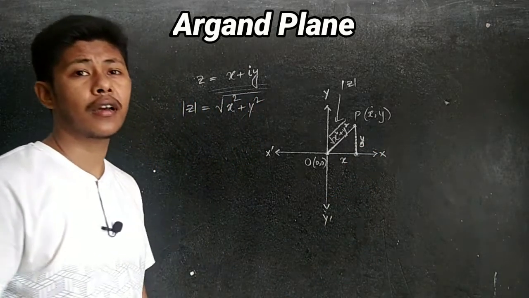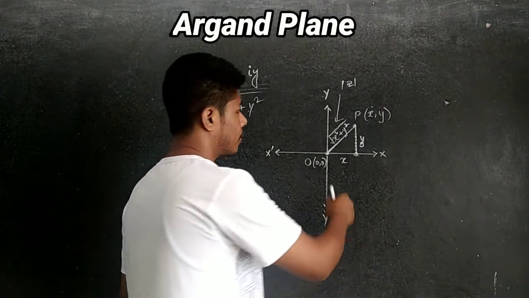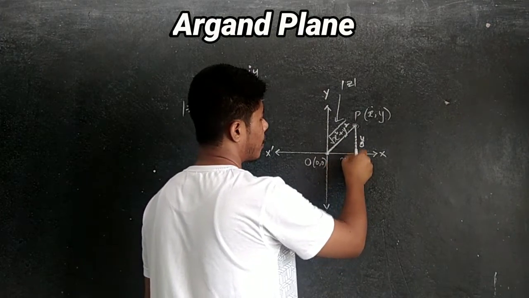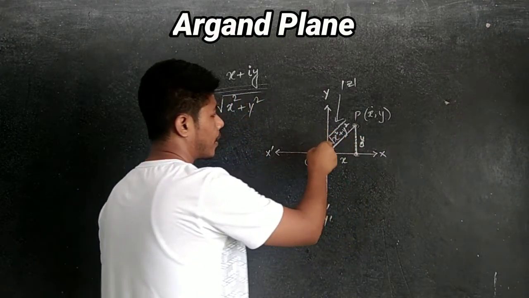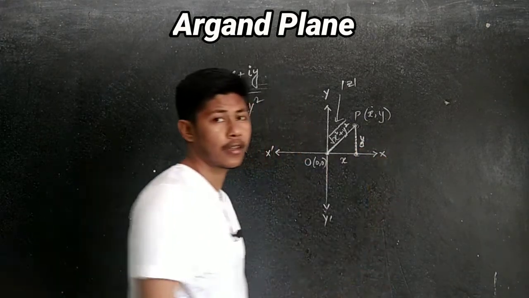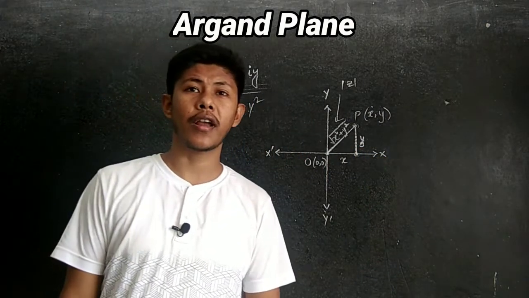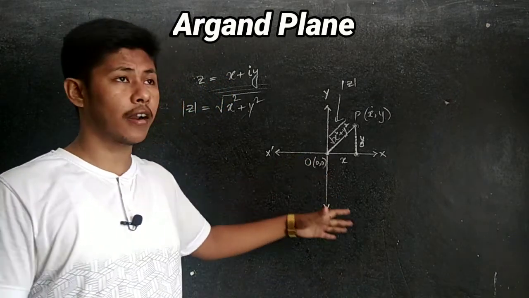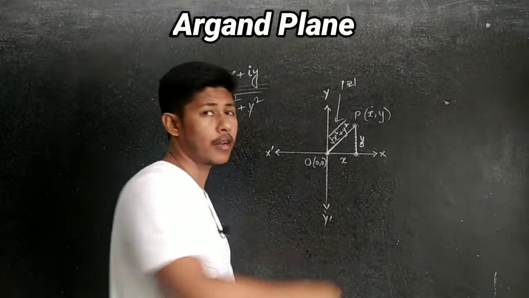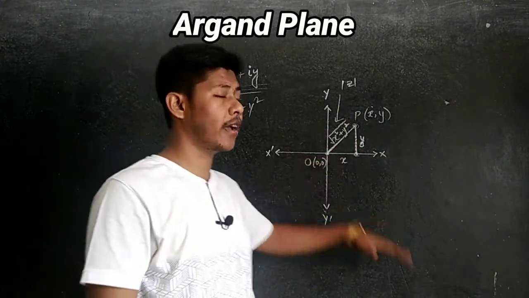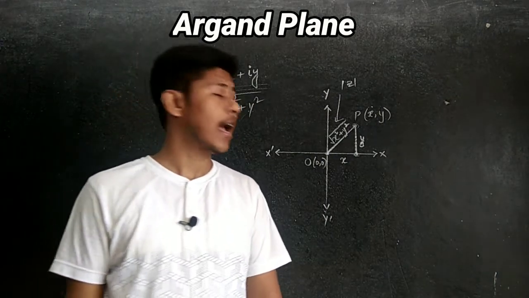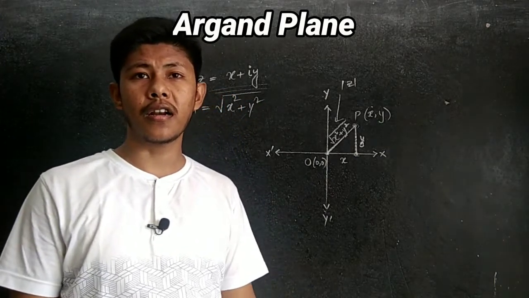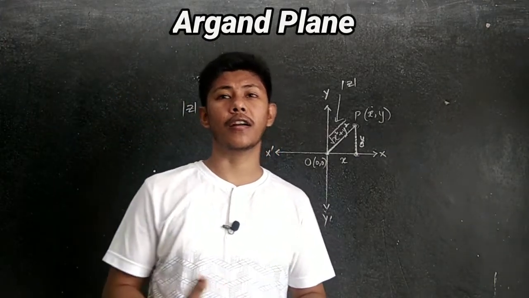Then we get imaginary. So if anyone asks you to find the complex number, with a real part and an imaginary part multiplied with i, we have to write x plus iy. Is it clear? So in the Argand plane, the x-axis is known as the real axis and the y-axis is known as the imaginary axis. This is the main point of an Argand plane.